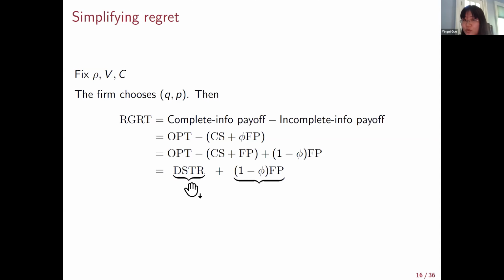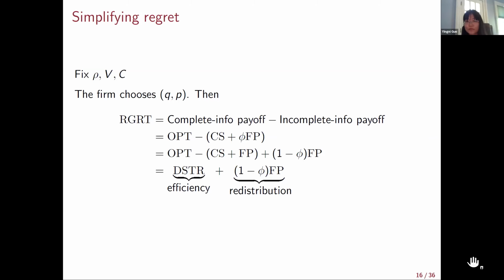So this distortion represents the regulator's efficiency objective. He wants the firm to produce as efficiently as possible. Whenever there is a distortion, he has some regret. He also wants all the surplus to go to the consumer. So this second part represents the redistribution objective of the regulator. Whenever there is a firm's profit, he suffers 1 minus phi, which is decreasing in the weight he puts on the firm's profit.